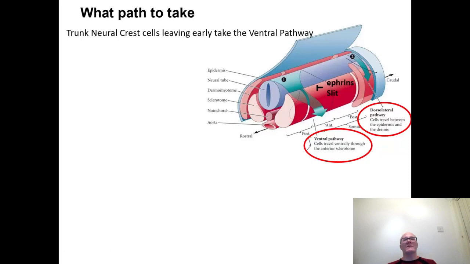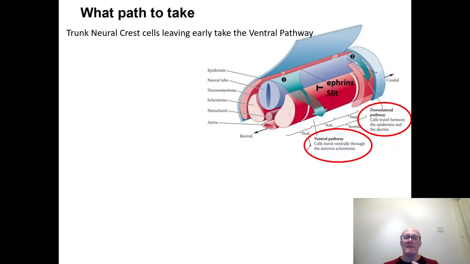Now, the most anterior neural crest cells travel the ventral pathway because of expression of ephrin and slit that block migration through the dorsolateral pathway. So ephrin and slit are initially blocking the migration toward the dorsolateral pathway. So the more anterior and the earlier produced neural crest cells need to travel by the ventral pathway.